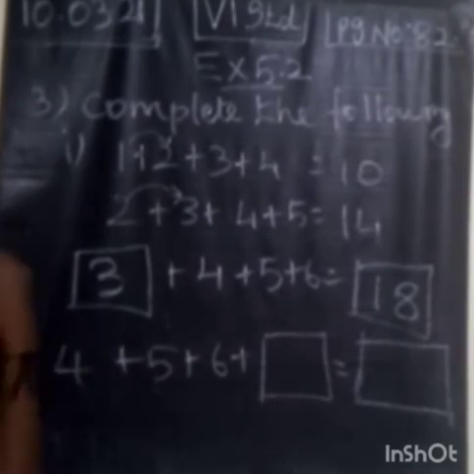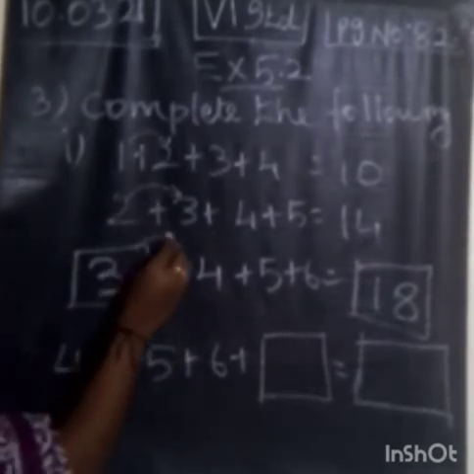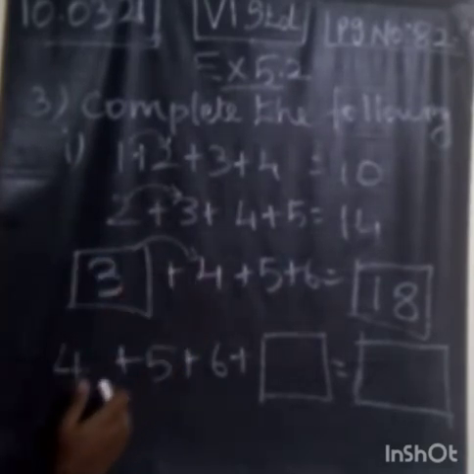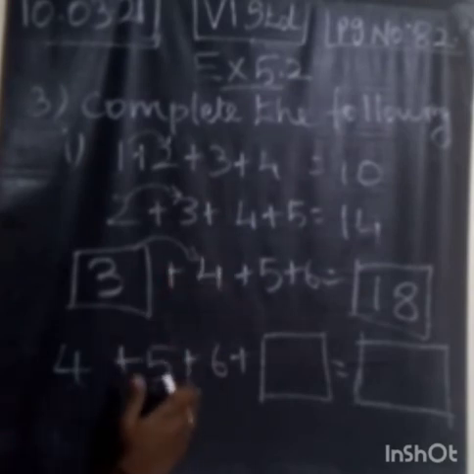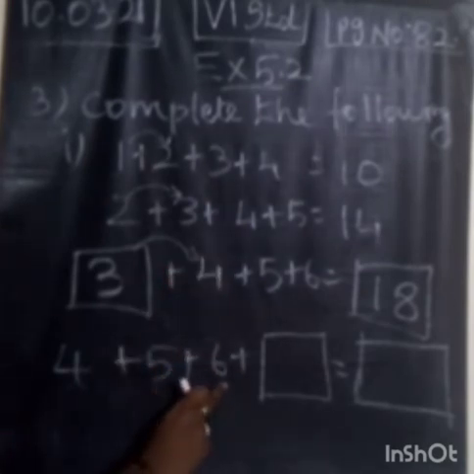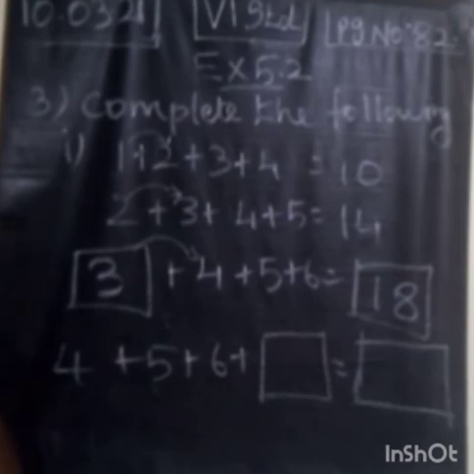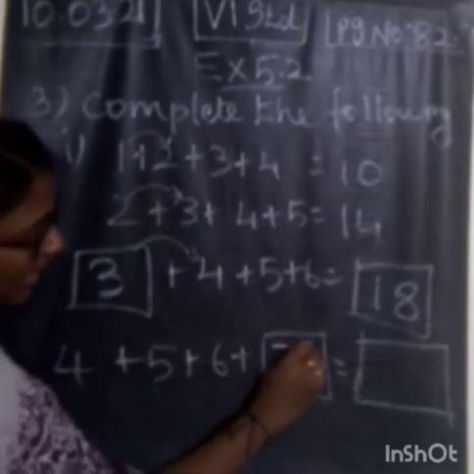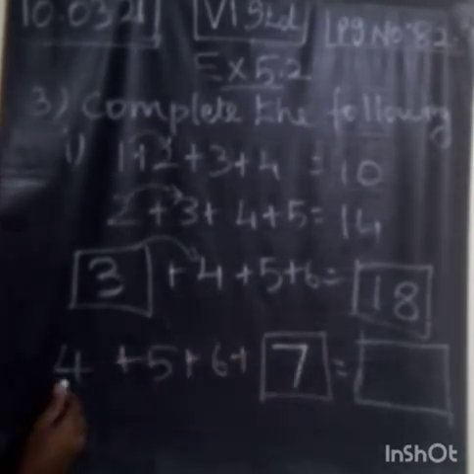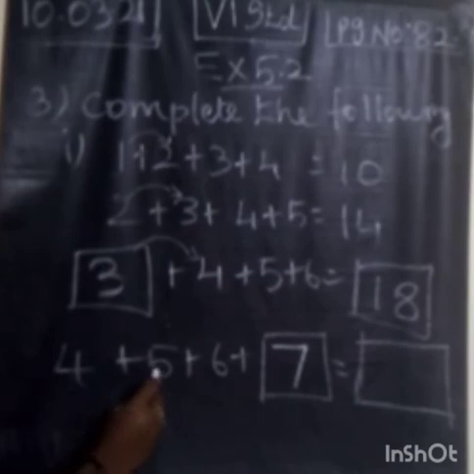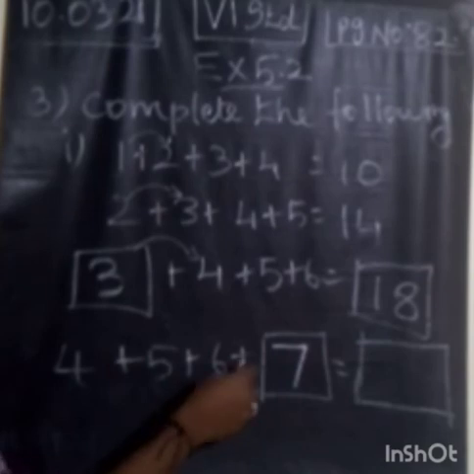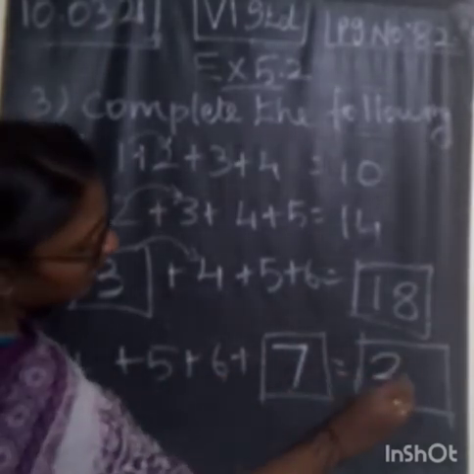This is the way. The next one starts with 4 and continues up to 4 plus 5 plus 6. What's the next? The successor of 6 is 7. Adding these values, 4 plus 5 equals 9, 9 plus 6 equals 15, 15 plus 7 equals 22. So the answer is 22.